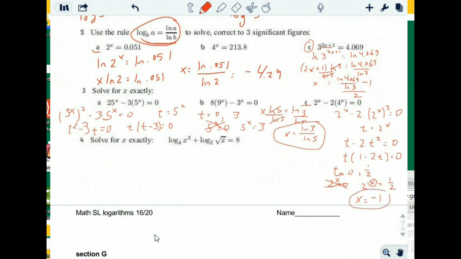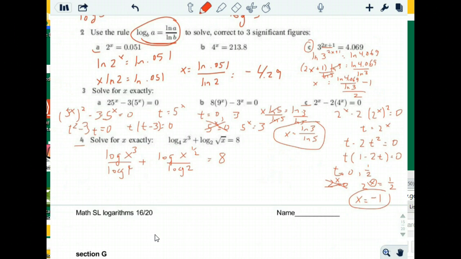Now last one. Solve for x exactly. Log base 4 of x cubed plus log base 2 of square root of x is equal to 8. So first, instead of log base 4 of x cubed, we'll do log of x cubed divided by log of 4. And then here, instead of log base 2 of square root of x, we'll do log of x to the 1/2 divided by log of 2. And then that's equal to 8.